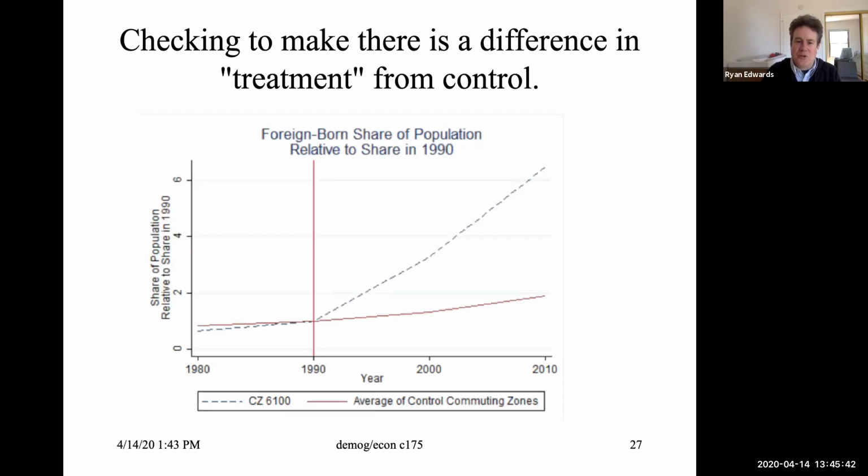These graphs show the treatment group, so CZ 6100, which is the commuting zone that includes the small town we're talking about here. That's the dashed line. We're comparing the treatment, the dashed line, to a control group, which is what's called a synthetic control, or an average of several different otherwise similar places. Here we see that although there was an increasing foreign-born share over time, so we're talking about the share of population that's foreign-born, it was rising also in the control groups, but nowhere near as fast as it rose in the treatment group. The treatment group is the treatment group because it had this big increase in foreign-born, of course.